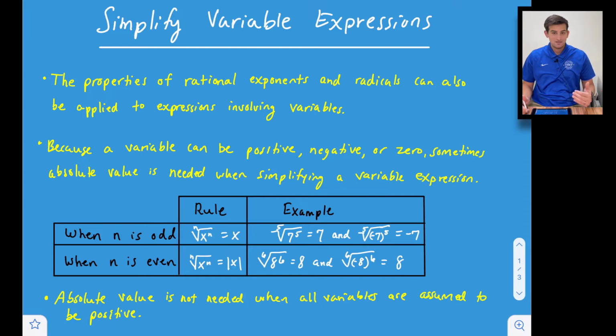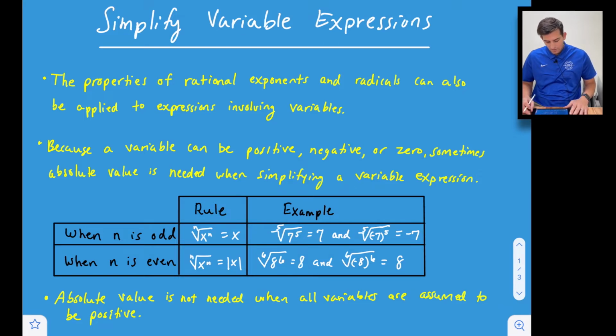But when n is even, so if I'm taking the square root of x squared, then I actually need to apply absolute value to my answer here. And let's see why. If I'm taking the sixth root of 8 to the sixth, that's going to equal 8. If I'm taking the sixth root of negative 8 to the sixth, that's also going to equal a positive 8. We've seen this before when taking the square root and we say it's positive and negative as our answer. Kind of the same idea here, okay?